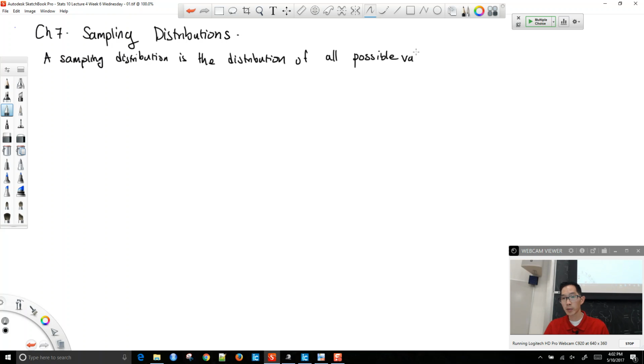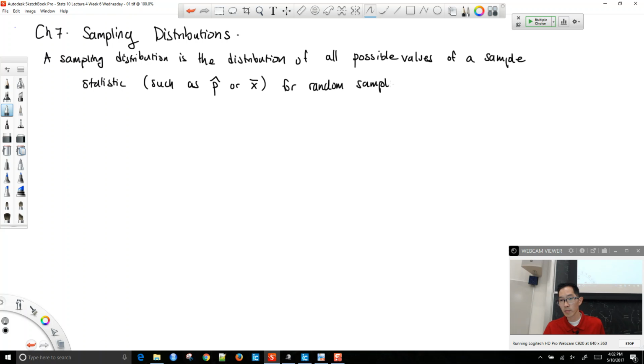So a sampling distribution is the distribution of all possible values of a sample statistic, such as p hat or x bar, for random samples of a given size drawn from the population.